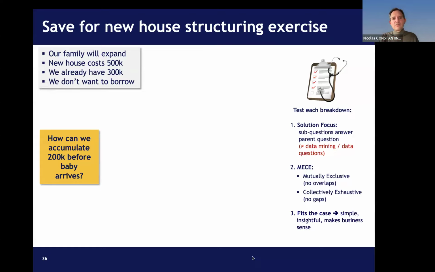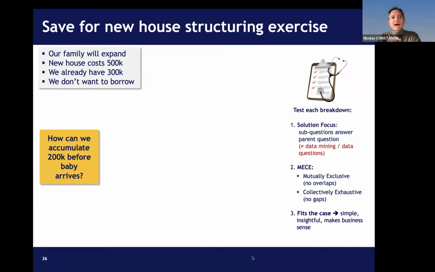Let me just first ask you the following question. What is the core here? There's only one. It's not 200K per se. Accumulate money. So accumulate, yeah, dollars or whatever the currency is. How much of it is not relevant for the structuring, but the fact that we want to accumulate money.